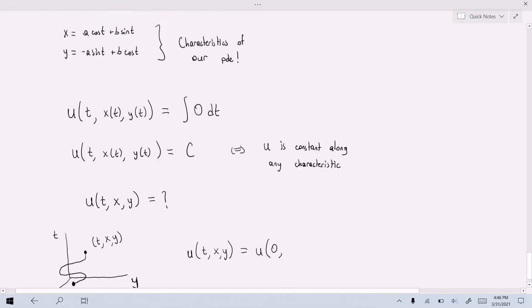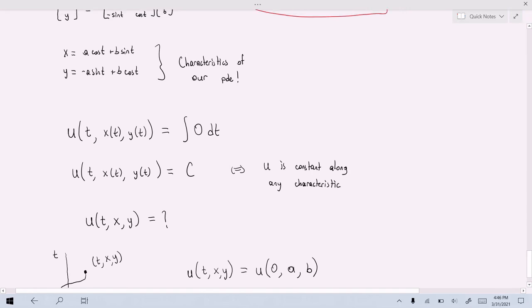So here, these were our characteristic equations, okay? So when t is 0, x would be equal to a, y would be equal to, when t is 0, y would be equal to b, okay?